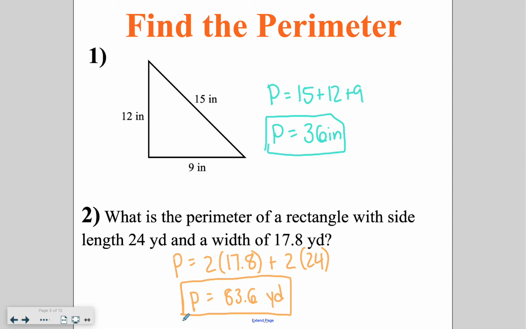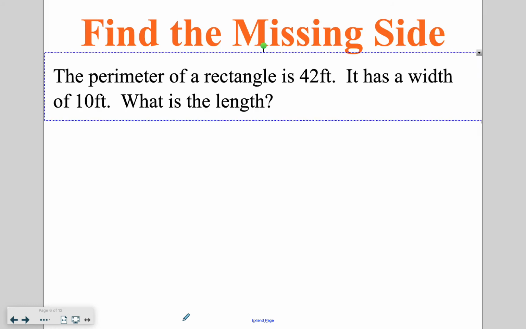So the first one, our perimeter is 36 inches. The second one, our rectangle, has a perimeter of 83.6 yards. We can also work backwards, utilizing these formulas, applying some of the rules from Chapter 4 to solve equations. So this one says the perimeter of a rectangle is 42 feet. It has a width of 10 feet.